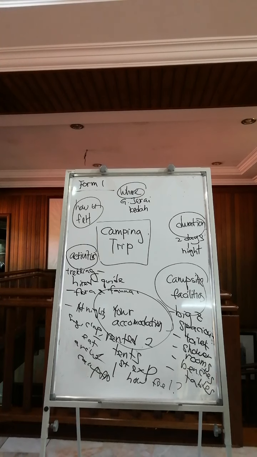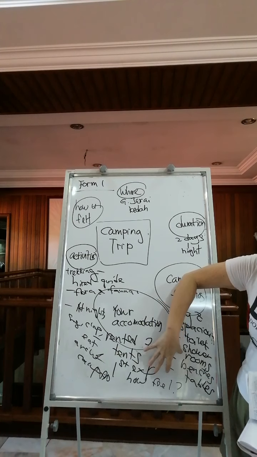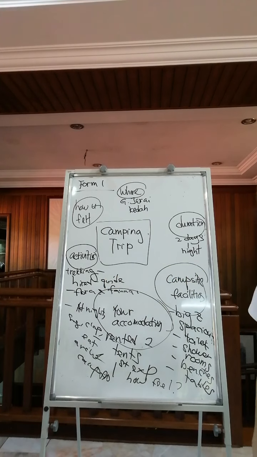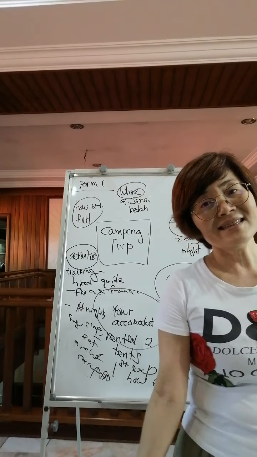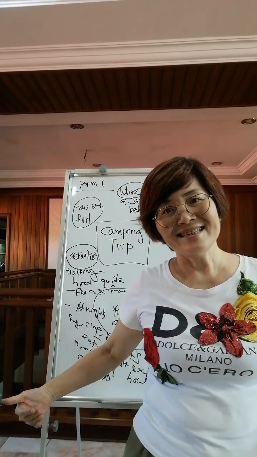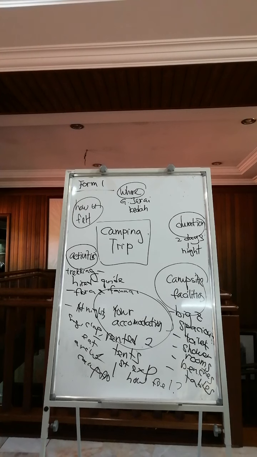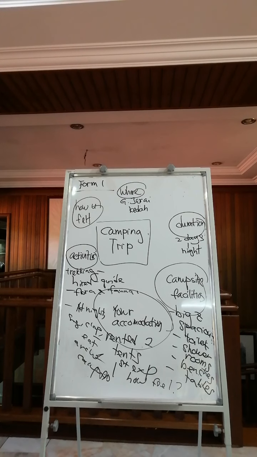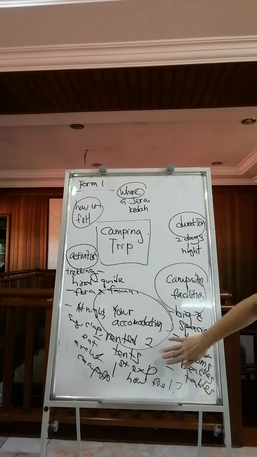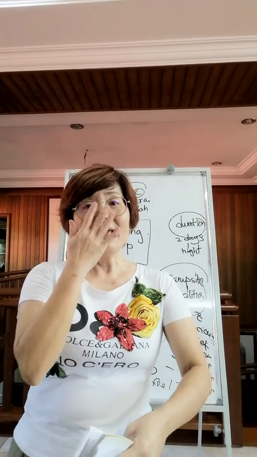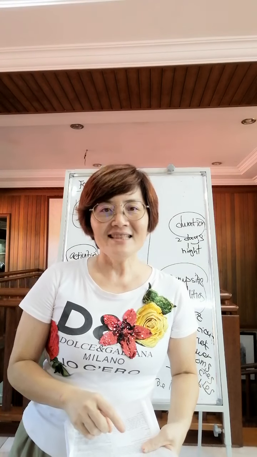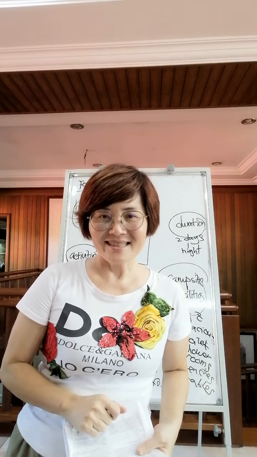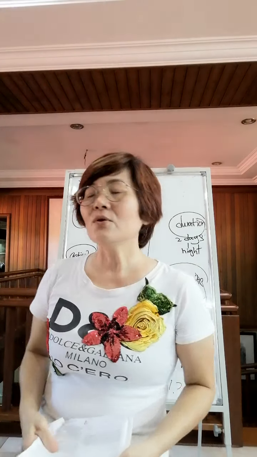After that, we go to a new point. My family rented 2 tents. Then you can say, my father and mother, or my parents, shared 1 tent, and my siblings and I shared another tent. Then you can say that we had fun pitching up the tents. Can? So this one.